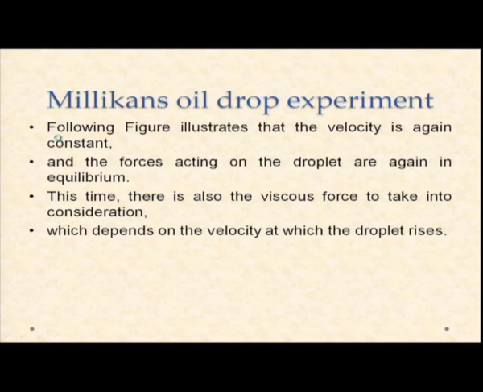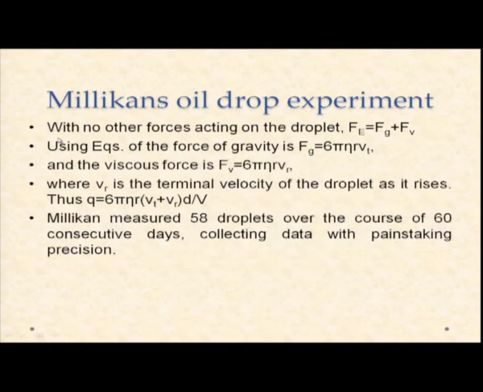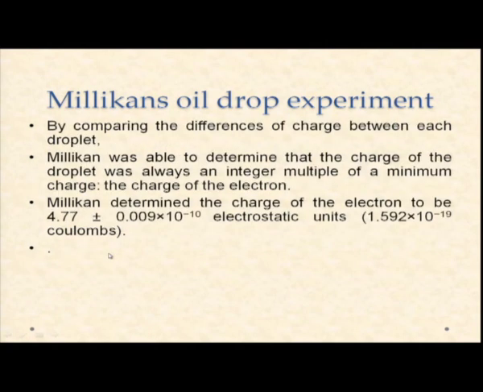Millikan observed that and he found that the total force Fe is equal to Fg plus Fe. So he got the charge as Q is equal to 6 pi eta r (Vt plus Vr) d divided by V. He measured 58 droplets over the course of 60 consecutive days, collecting all the cases, and he found the charge of an electron. By comparing the differences of charge between each droplet, Millikan was able to determine that the charge of the droplet was always an integer multiple of a minimum charge, the charge of the electron.